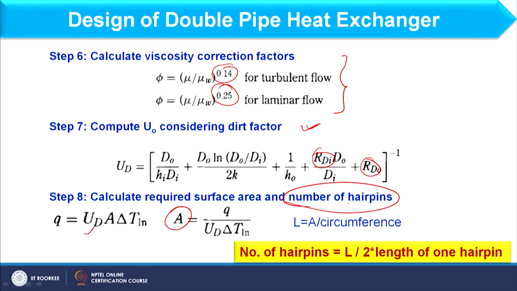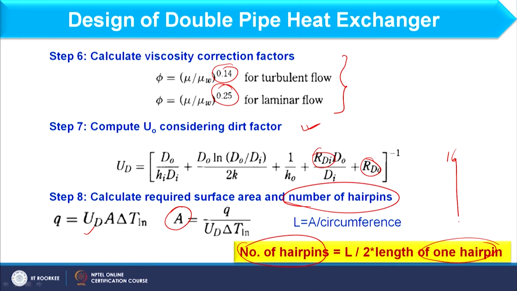And then I can decide the number of hairpins. Because you have already decided the length, if you consider the previous example, we have 16 feet length. So, the total area you have found should be divided by the circumference, so we can consider the length of the tube. So, the number of hairpins will be what? The number of hairpins will be the complete length divided by 2 into the length of one hairpin.